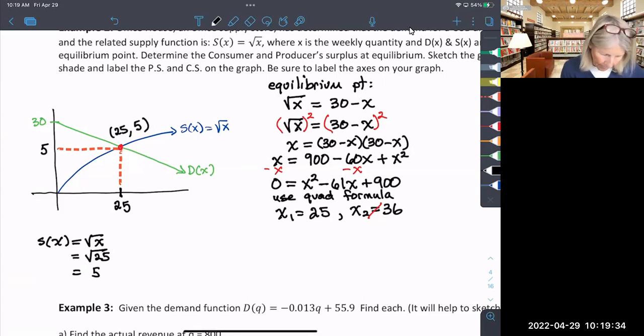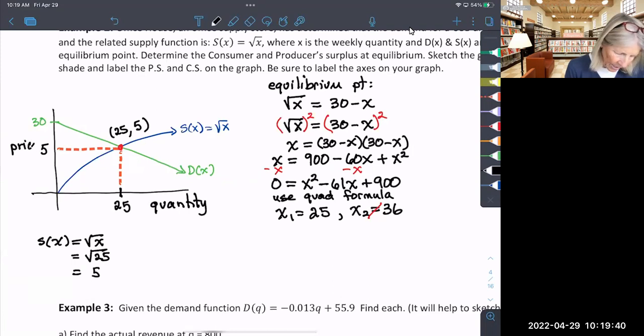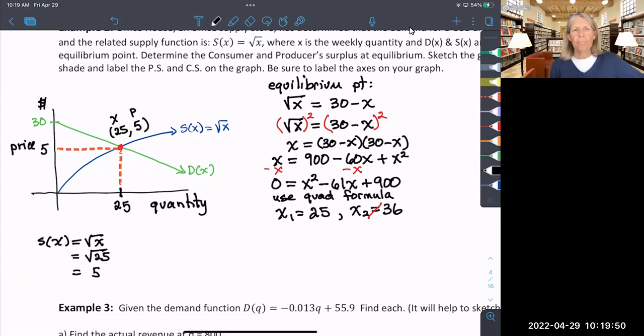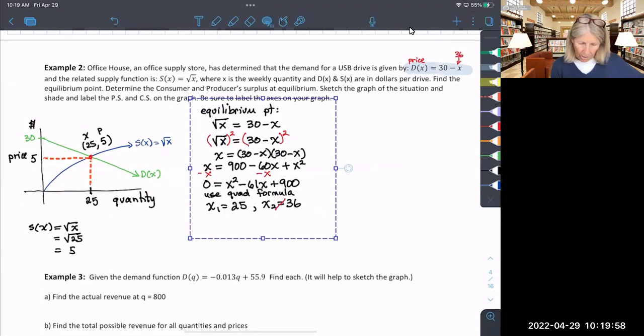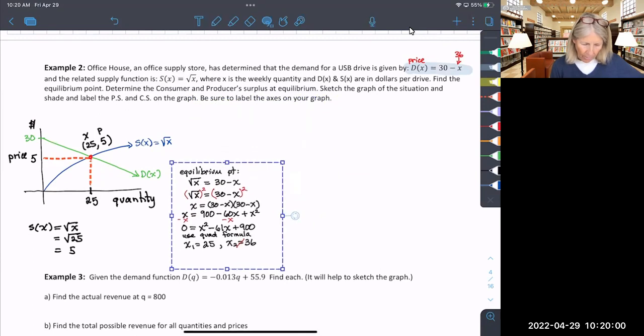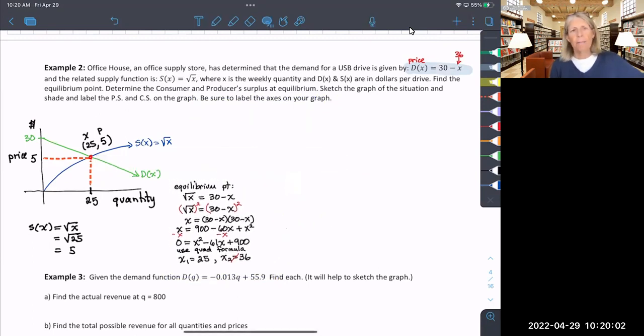So let's remember, this is quantity across here, and this is price over here. Okay, and you want to make sure you label your axes when you're doing that. So this is my X value, and this is my price. Okay, whew. So I got the first part. I've got my equilibrium point here. Now we're supposed to set up and find our consumers and our producers surplus.